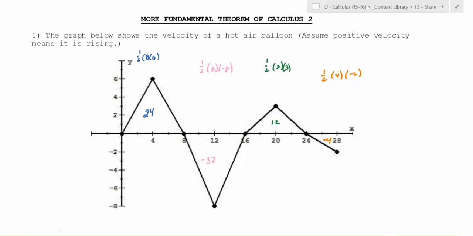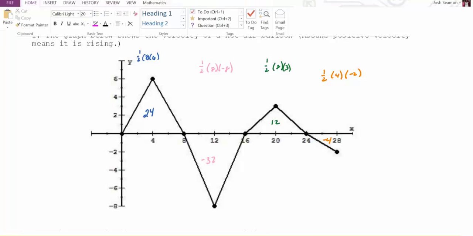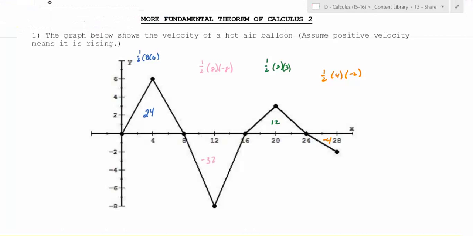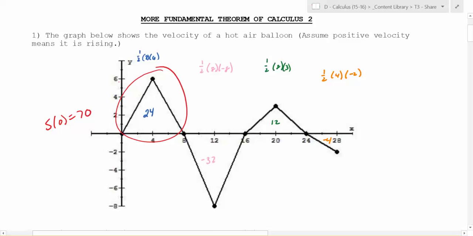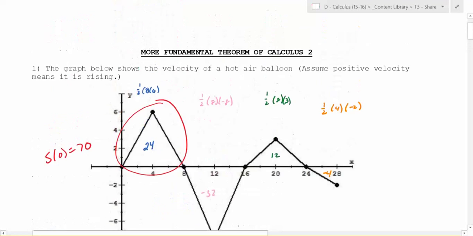So on O, what does it tell you? What's the first thing it tells you in O? It says it starts at what? So it's basically telling you that the position at 0 is what? It's saying S of 0 is 70, right? In the first, is it seconds? I don't think it says. It just says time. Okay, time.